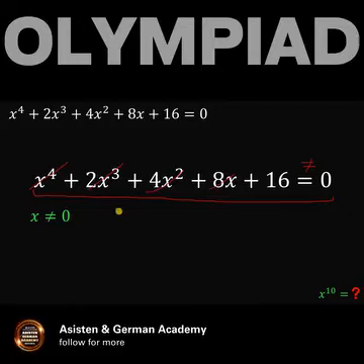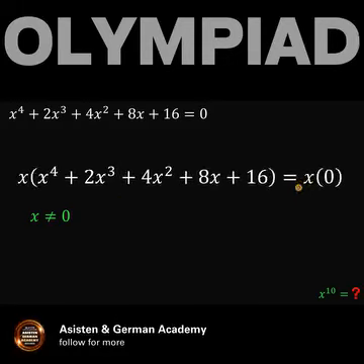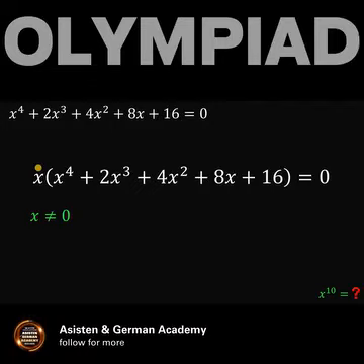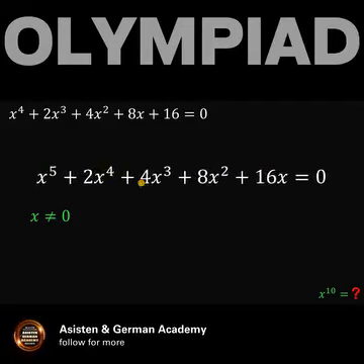Now, why is this important? Because what we're going to do is to multiply both sides by x. Now, x times 0, since x is not equal to 0, any number times 0 must be equal to 0. And then, let's distribute this x to x raised to the fourth power, 2x cubed, 4x squared, 8x, and 16. And if we do that, we get x raised to the fifth power plus 2x raised to the fourth power plus 4x cubed plus 8x squared plus 16x. Now, take note that x is not equal to 0, and now let's focus on this result.